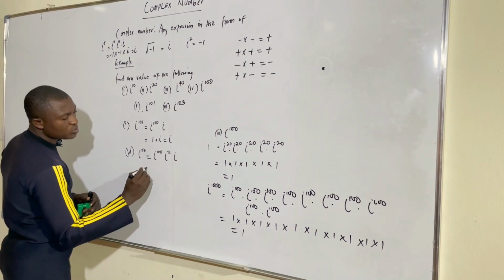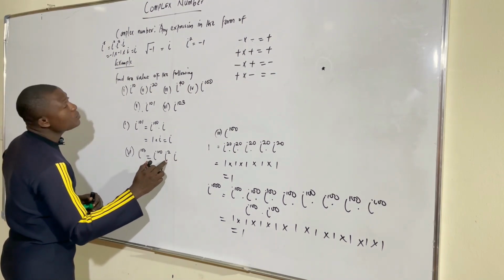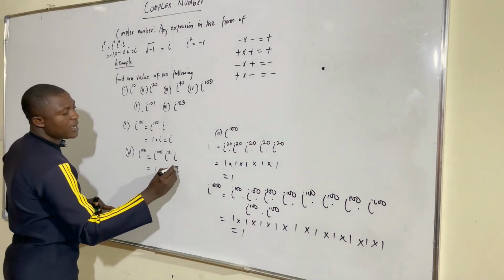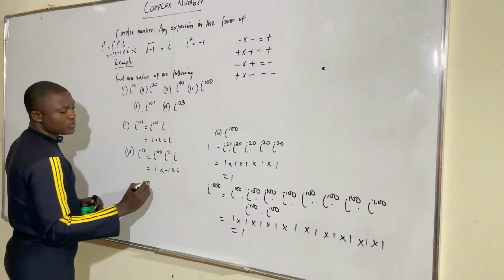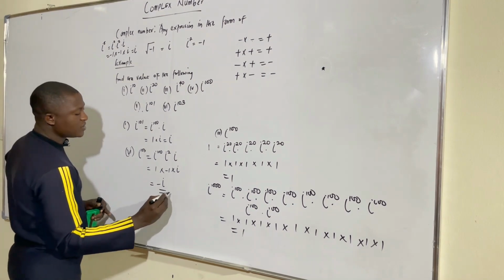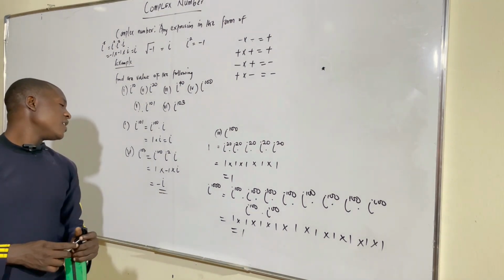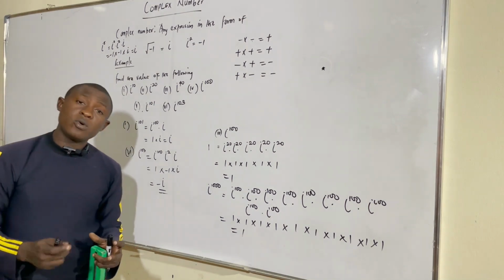So recall, we got the value of i raised to the power of 100 to be what? Yes, exactly. We got it to be 1 multiplied by i squared, which is the same thing as minus 1, then multiplied by i. So 1 times minus 1 is minus 1, times i, that's going to be minus i. So i raised to the power of 103 is minus i.